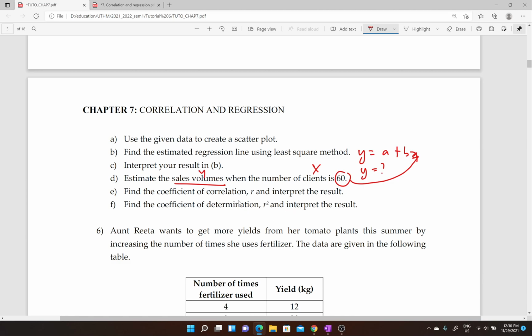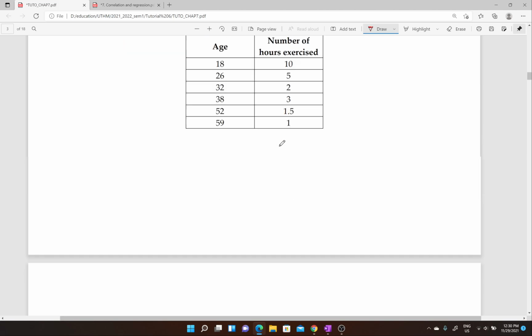Find the correlation coefficient and interpret the result. Look at the answer, how I interpret. Find the coefficient of determination and interpret the result. The interpretation is almost the same for each and every question. Now look at the answer.